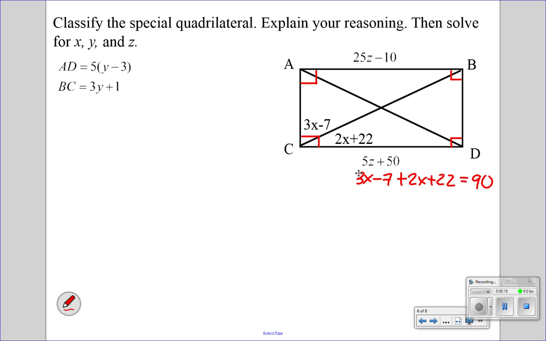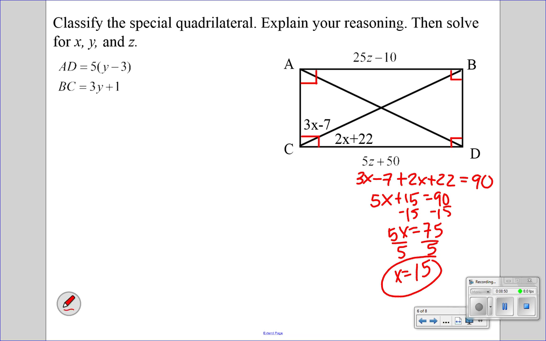Combine like terms, 5x plus 15 is equal to 90. Subtract our 15. 75, divide by 5, it's 15. All right, let's solve for y.